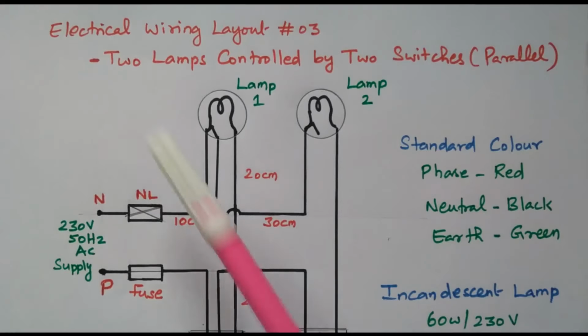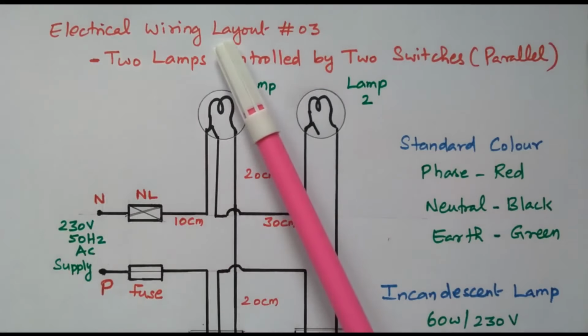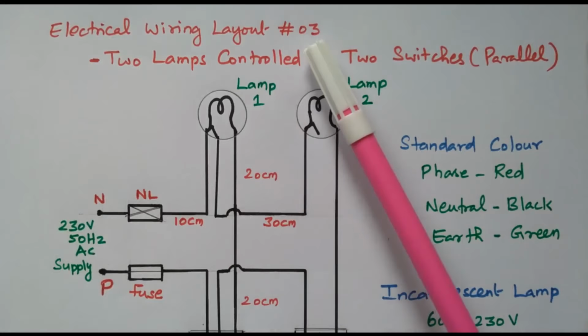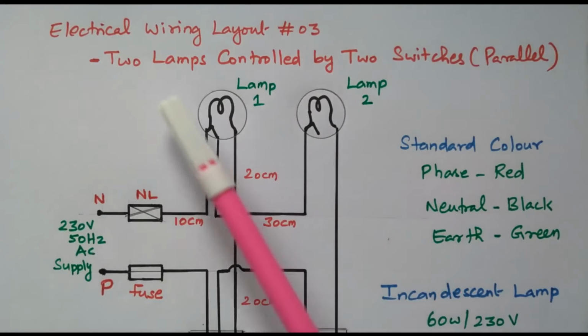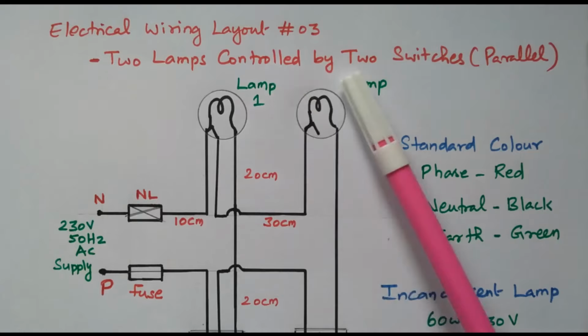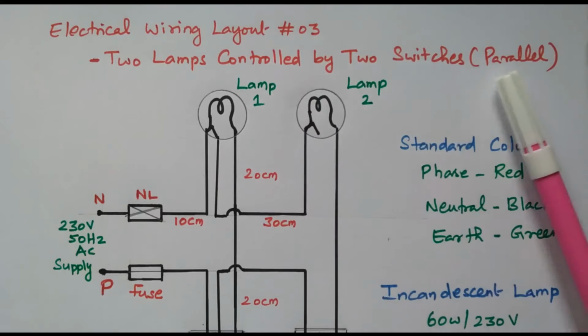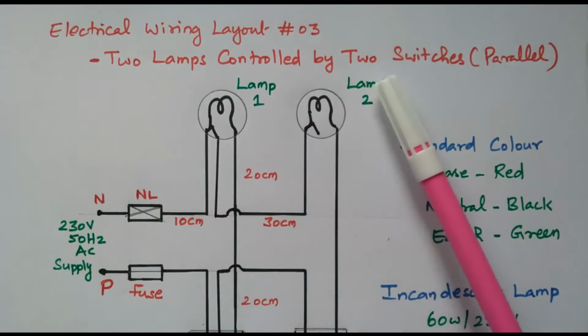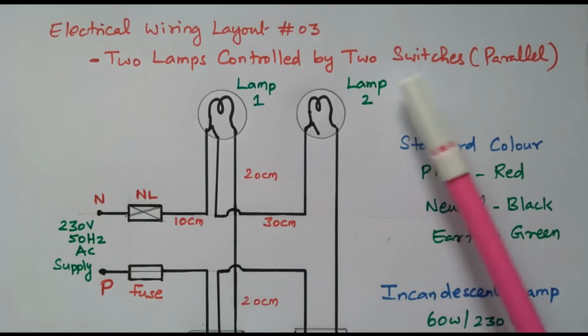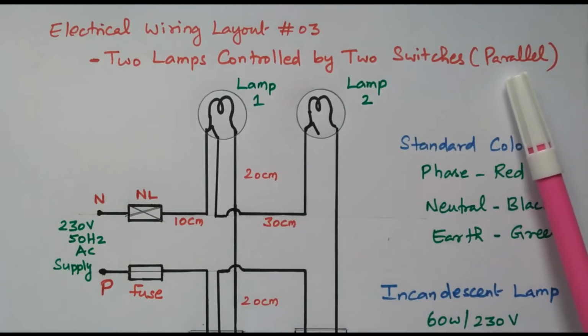Welcome viewers. In this video we will see the electrical wiring layout third model, third type. That is 2 lamp controlled by the 2 switches parallel. There are 2 lamp available controlled by 2 different switches independent connected in parallel.